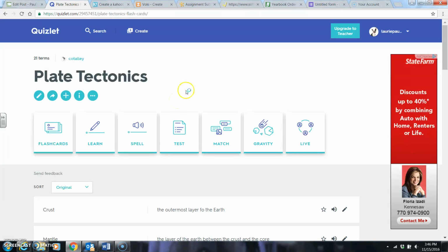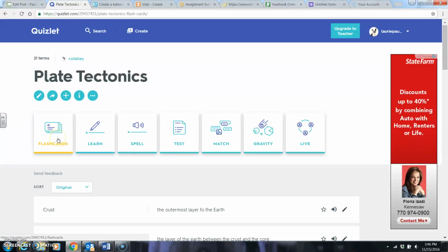Hey guys, I wanted to show you the 3 Web 2.0 tools that I use for my lesson plans. The first thing I did was Quizlet. I use Quizlet as a vocabulary strategy, and it's a great tool if you've never used it. What I did is I had my students preview the vocabulary for the unit.